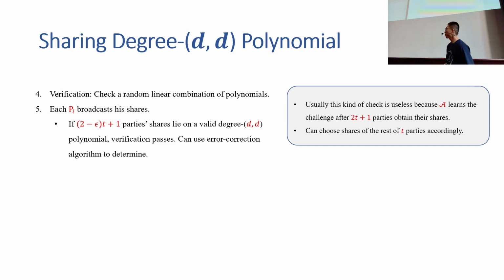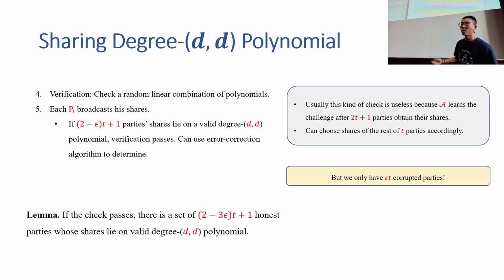I want to mention that usually this kind of check is not very useful because in the asynchronous setting, you need to proceed as long as 2t plus 1 parties respond. This means that when you generate the challenge, it's possible that t honest parties have not received their shares. And once the adversary learns the challenge, he can just produce the shares of the rest of the t honest parties so that the check passes, but their shares are still incorrect. But here, again, because we don't have that many quadriparties, we can expect that when we generate the challenge, most of the honest parties have already obtained their shares. And therefore, we can ensure that after the check, most of the honest parties will have the correct shares.